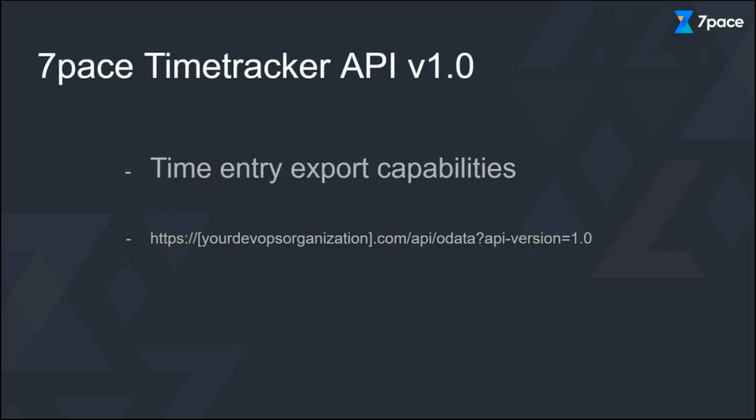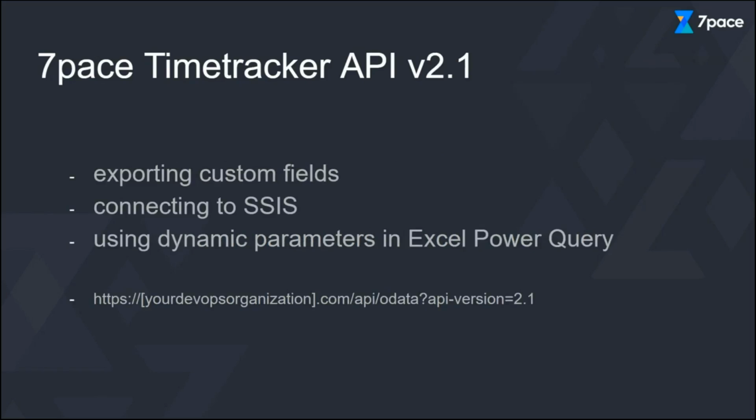So the API version 1, when I said it's limited, it is limited. It only has time entry export capabilities. So you can only export your time entries from the 1.0 version of the API. Version 2.1 is able to export custom fields. You can connect to SSIS using this version, and you can use dynamic parameters in Excel Power Query.